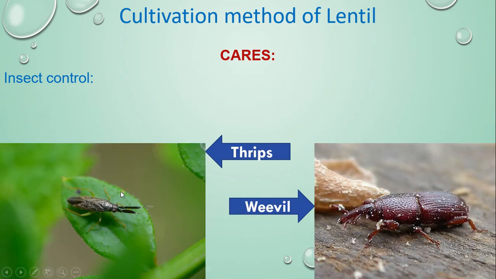Next one is thrips. This is what thrips looks like, and this one is weevil. This is called red weevil as well. Sometimes you can get this one when you preserve the seed of lentil in a container. At that time you may have a look at this type of red color or reddish weevil inside the preservation can.